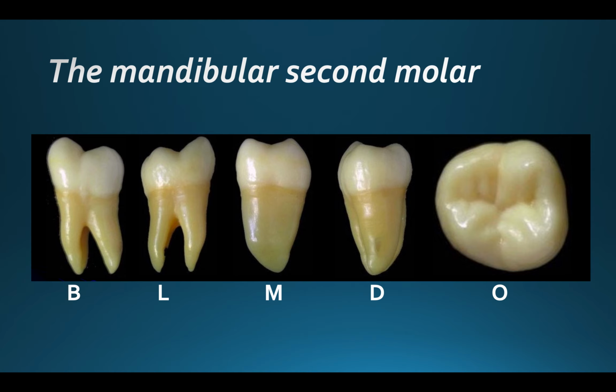Moving into the mandibular second molar tooth, this tooth again is a smaller replica of the mandibular first molar tooth. It has 4 cusps: mesiobuccal, mesiolingual, distobuccal and distolingual cusps. It is wider mesially than distally. It has two roots mainly, a mesial root and a distal root.